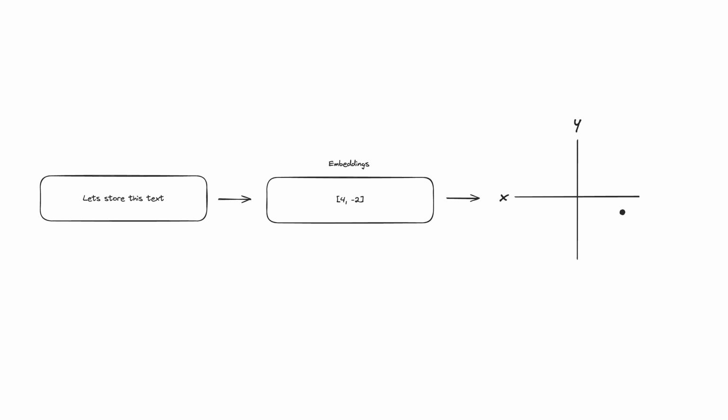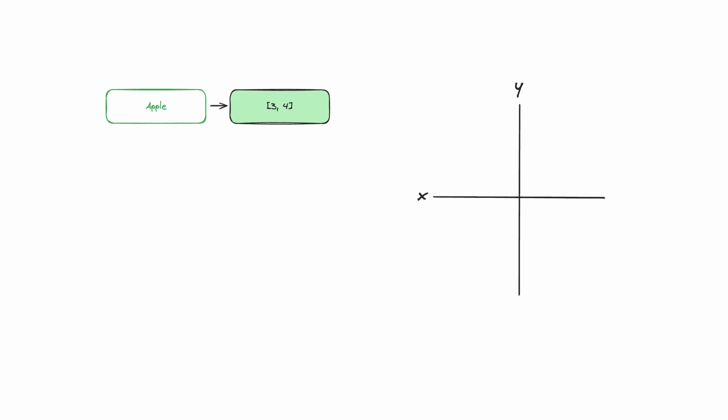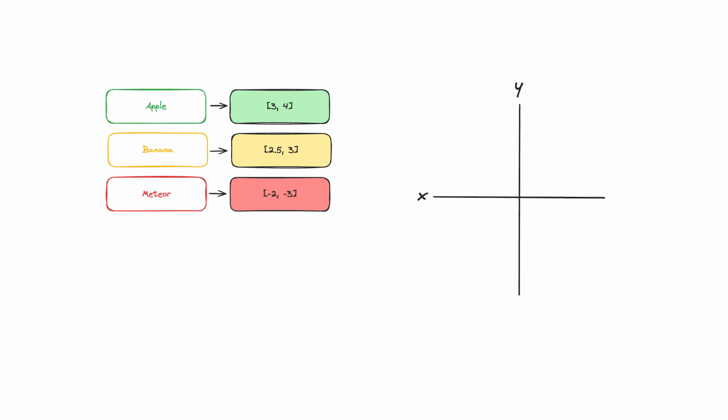So imagine we store the data on a graph with just 2 dimensions, x and y. We produce embeddings for 3 different words: apple, banana, and meteor. Apple and banana would have embeddings which are physically closer on the graph since they have far more in common. So when we search our database with another word like orange, it can return all items in close proximity. So in this case, apple and banana would be a better match than meteor.